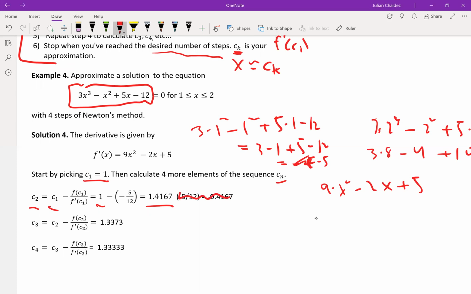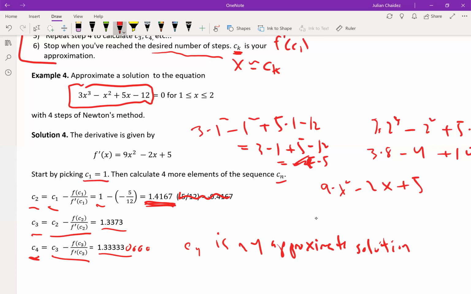And don't worry about that stuff. Then I do it again. So I take this value for C2, I plug it into this formula, and I get C3. And when I plug it into that formula, evaluating f and f prime at C2, then I get 1.3373. And then if I do it again, I calculate C4 using C3, and I get 1.33333, whatever. And actually, if you check, maybe I'll continue it with zeros. Now C4 is my approximate solution. So my answer would be this, right?